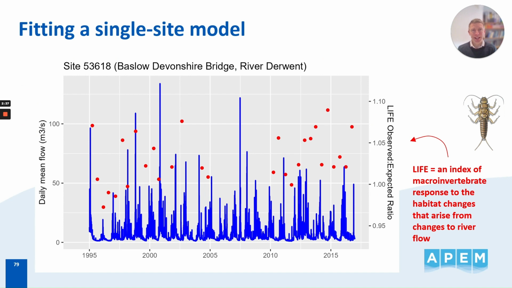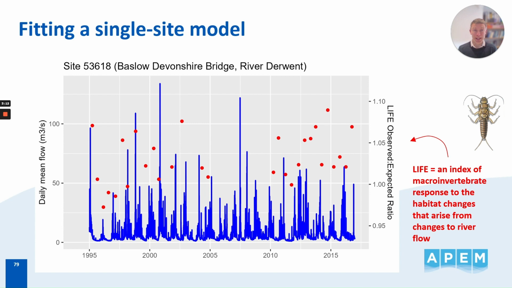So let's start off by looking at some real-world data. Here we have a time series of data taken from a long-term monitoring location on the River Derwent in Derbyshire. The red points represent individual macroinvertebrate samples. So we've got a data set here which spans a 20-plus year period.